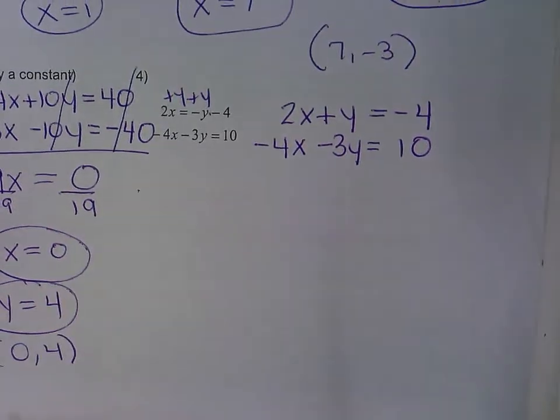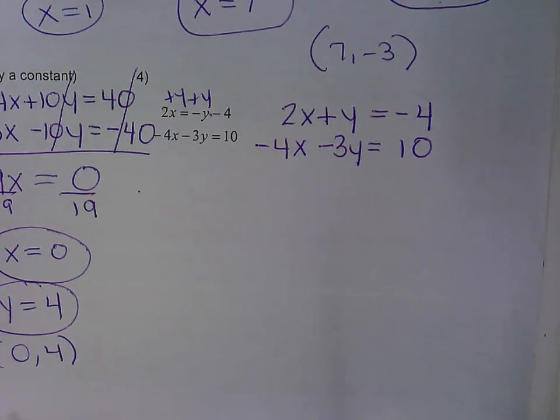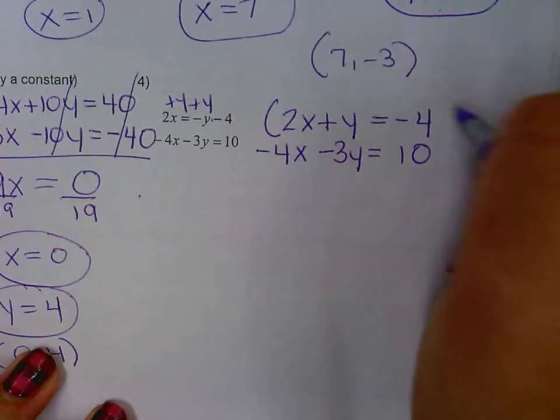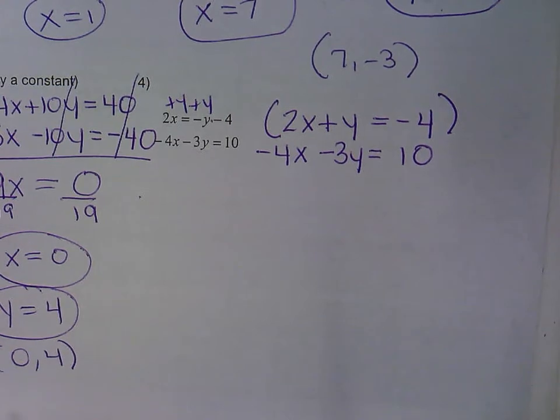What should I multiply one of the equations by? You can either get rid of x or get rid of y. It doesn't matter to me. Top equation, what should I multiply by? Sure, if I multiply by 2, what am I going to get rid of? The x's. If I multiply by 3, what am I going to get rid of? The y's. Doesn't matter. Let's just do 2 so we can all do it together.